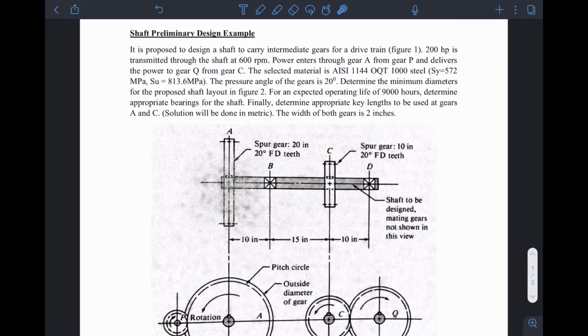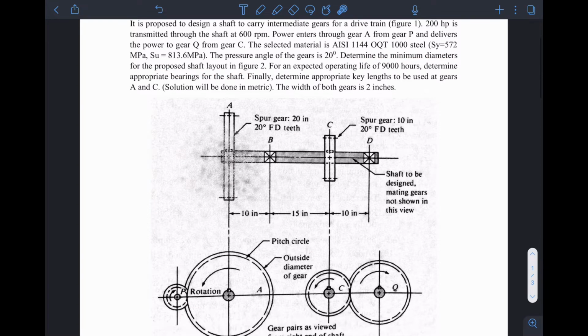We have the material with our material properties: 572 megapascals, 813 megapascals as the sigma ultimate, and we have the pressure angle for the gears. The pressure angle for the gears will be used to calculate the forces acting on the shaft due to the meshing of the gears. The ask now is to determine the minimum diameters for the proposed shaft layout in figure 2.